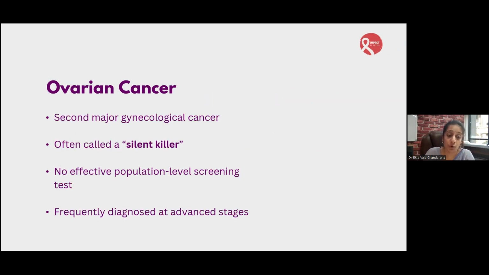So if we talk of ovarian cancer, it is the second major gynecological cancer, often called the silent killer, and no effective population level screening test is available. Many routine blood checkups involve the CA-125 tumor marker to detect ovarian cancer at early stages, but it is not recommended by any guidelines because it is not specific and not sensitive enough to be used as a screening test.